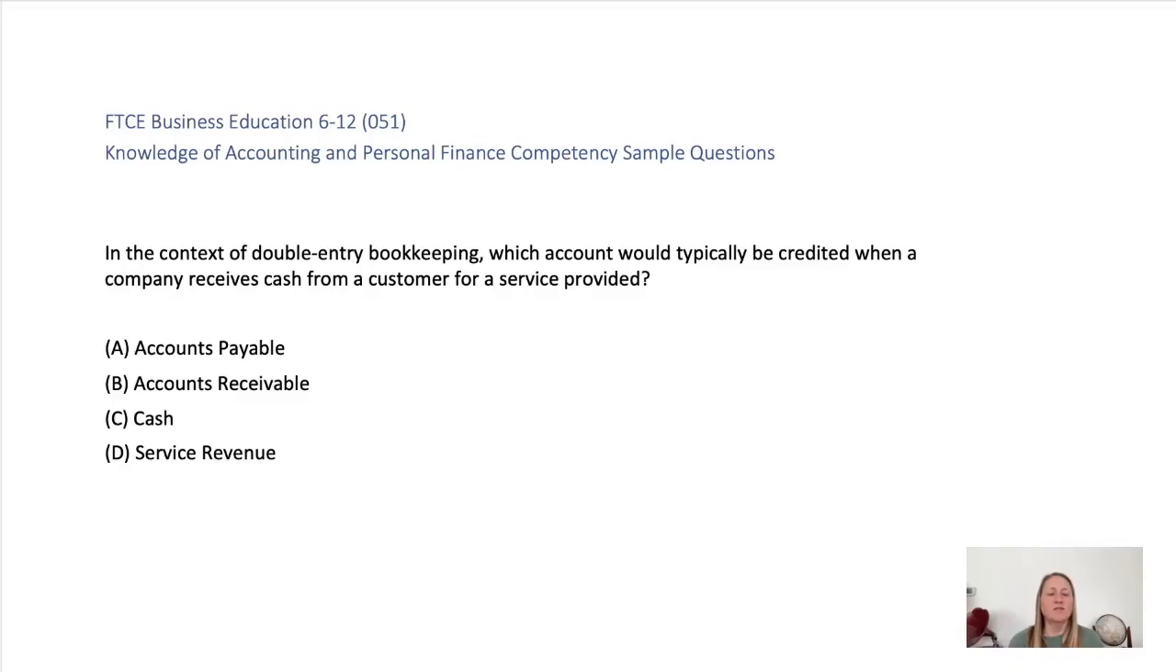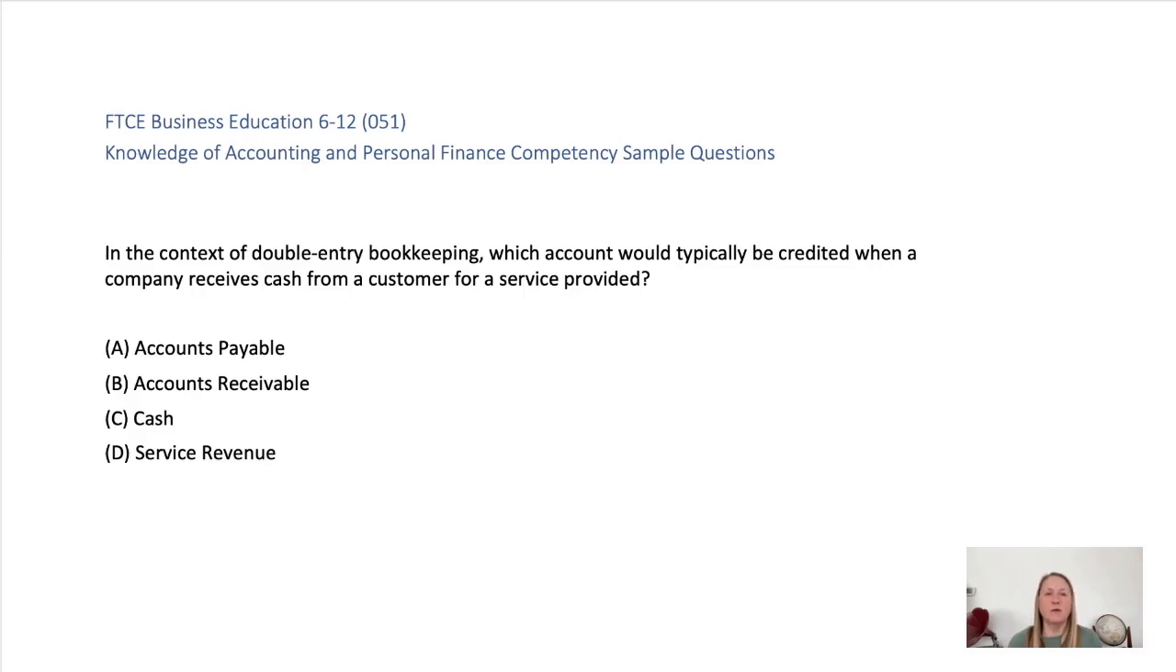In the context of double entry bookkeeping, which account would typically be credited when a company receives cash from a customer for a service provided? A, accounts payable, B, accounts receivable, C, cash, or D, service revenue.